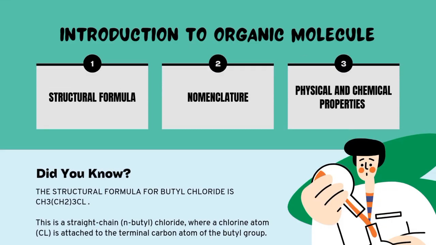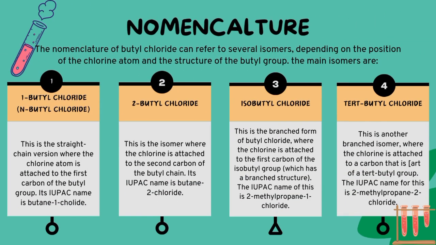The structural formula for butyl chloride is CH3CH2CH2CH2Cl. This is a straight chain chloride, where the chlorine atom is attached to the terminal carbon atom of the butyl group. The nomenclature of butyl chloride can refer to several isomers, depending on the position of the chlorine atom and the structure of the butyl group.